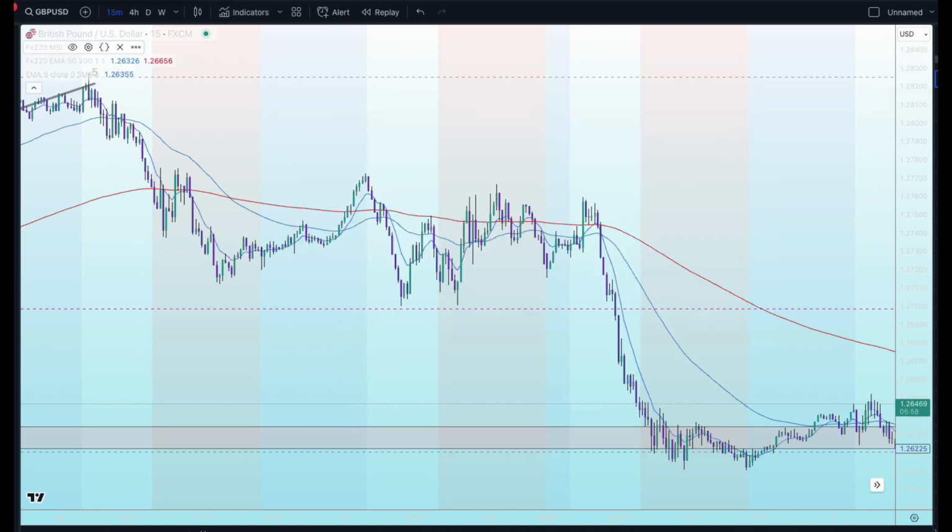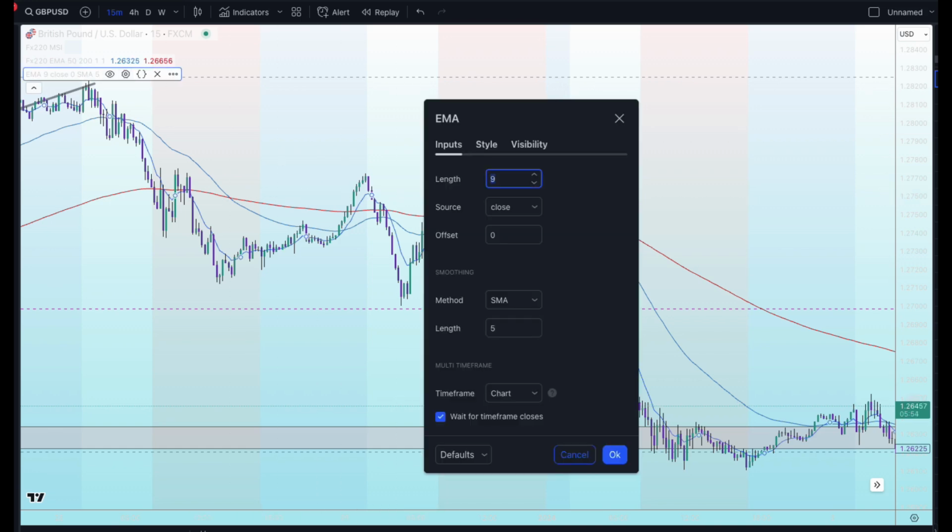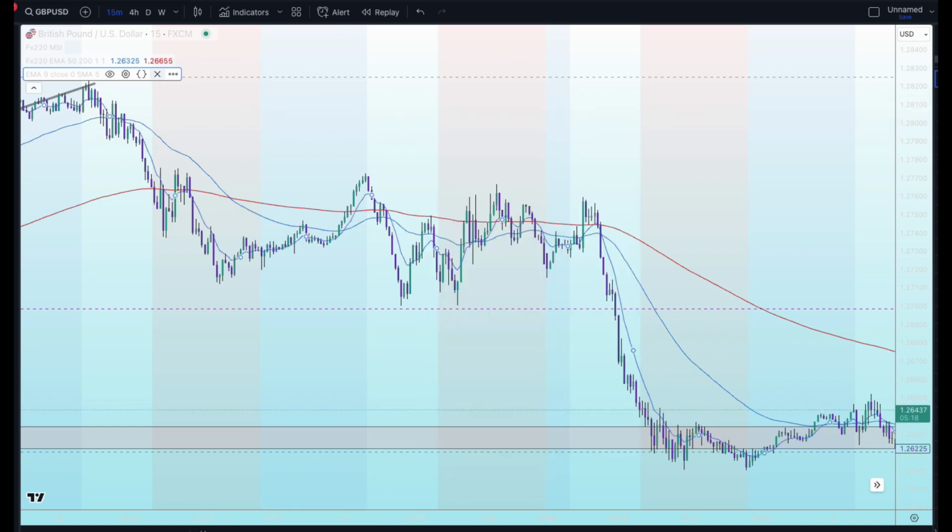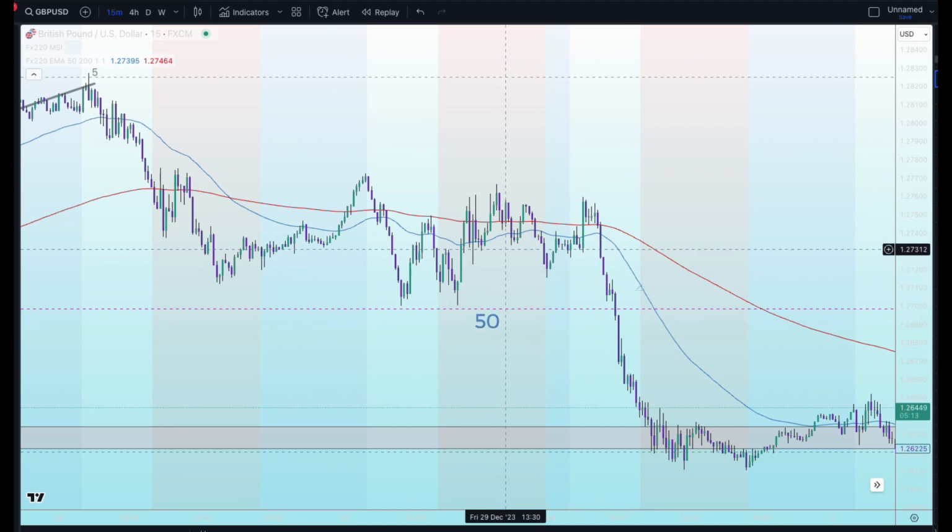Once you add it to the chart, you have to go into the settings and change the length to 50, and you change SMA to EMA, and you click OK. And you do the same thing for the 200. You change the length to 200, make sure it's on EMA as the method, and you click OK. And this is how you get the moving averages. The blue is the 50 EMA, the red is the 200 EMA.